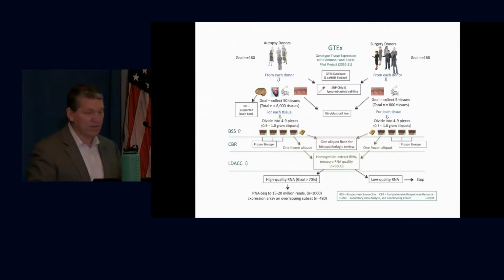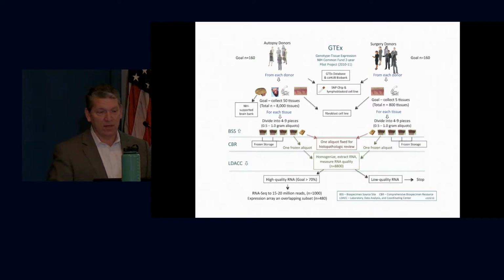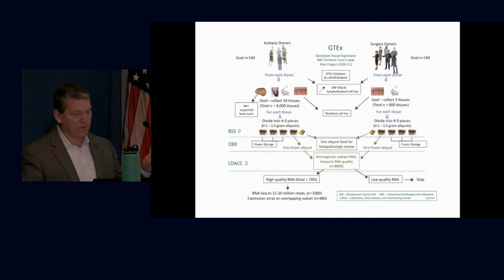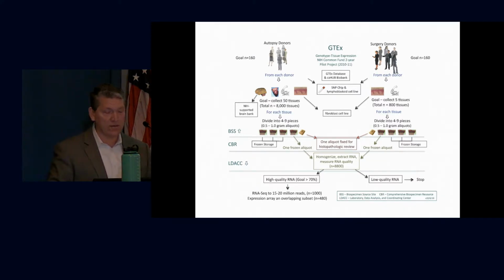Just a schematic of the experimental design. This is really how the pilot study was set up. There were surgical donors, and it says autopsy donors here, but they were really organ donors and tissue donors. 50 or more tissues from each donor was collected initially. Eventually, in the scale-up phase of the project, they reduced that number to about 35 tissues.